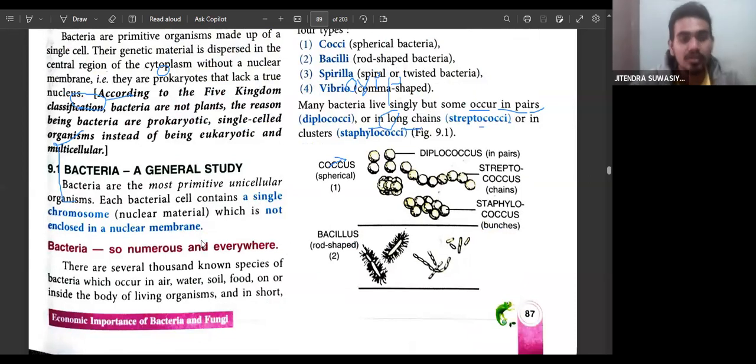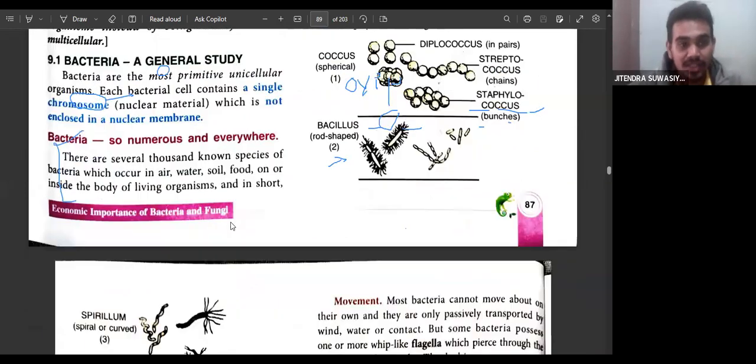Bacteria are the most primitive unicellular organisms. Each bacterial cell contains a single chromosome, which is not enclosed in a nuclear membrane. As they are dispersed, they have a single chromosome without a nuclear membrane, because they don't have a nucleus present in their cell.